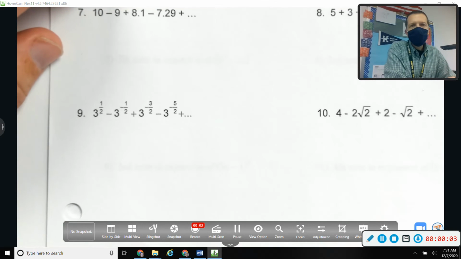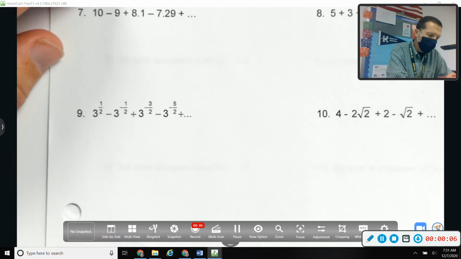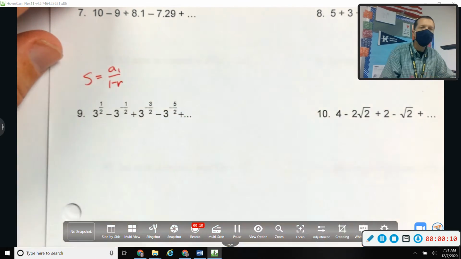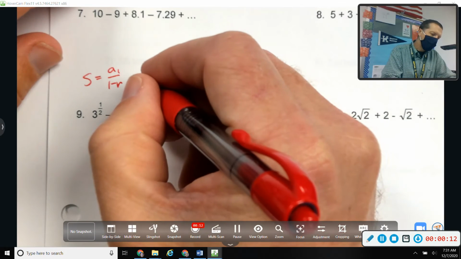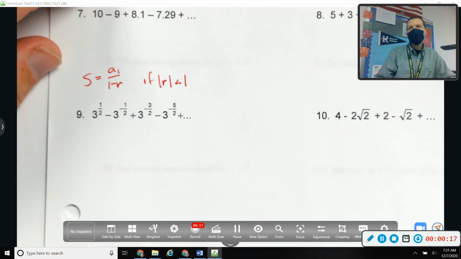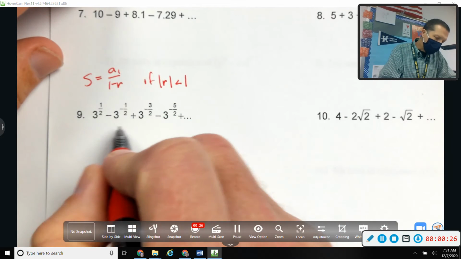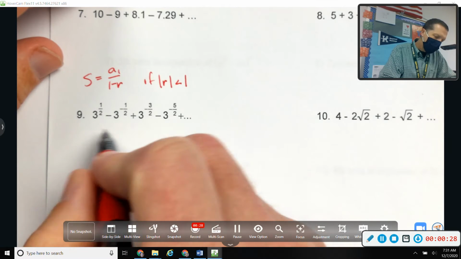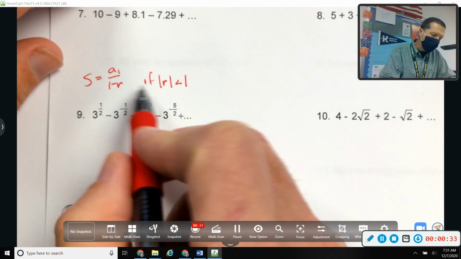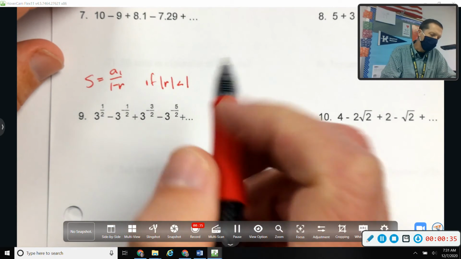Okay, looking at number 9 from the Infinite Geometric Series worksheet. Again, the formula is easy, but the most important part of that formula is that it only works if the absolute value of r is less than 1. So if the terms are getting smaller, then we're okay. So looking at number 9, we've got to figure out what we're multiplying by, because we need to know what r is for the formula and to know if we can even use the formula.